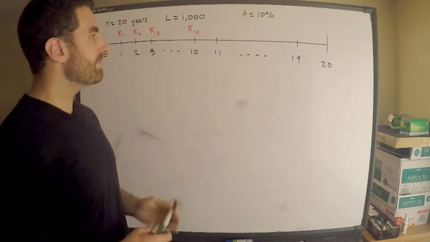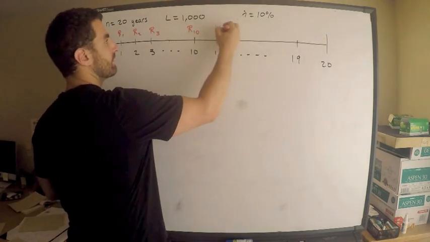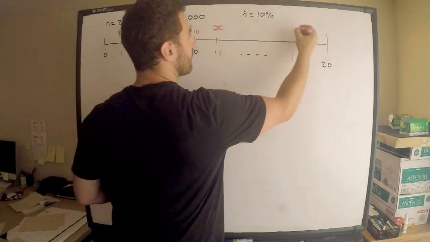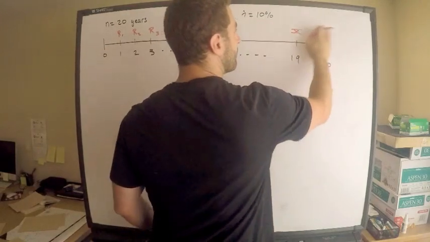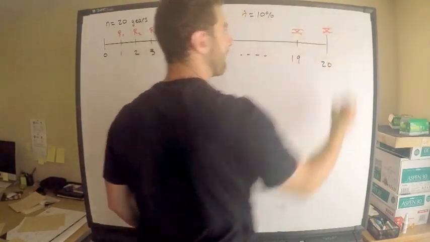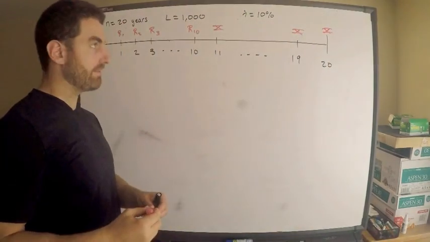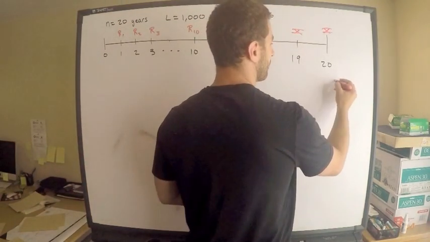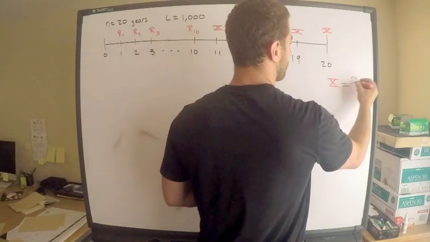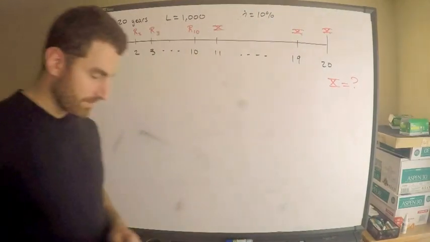After that, the last 10 payments are X. The last 10 payments are X. And I want to know what is X. The story of your life in a math class, we want to know what is X, right? It's all we ever care about is finding X. So how are we going to do that?